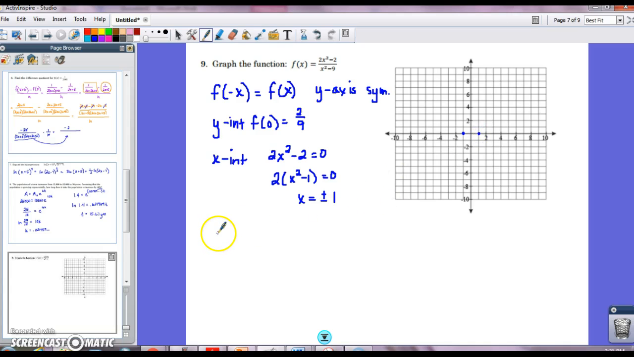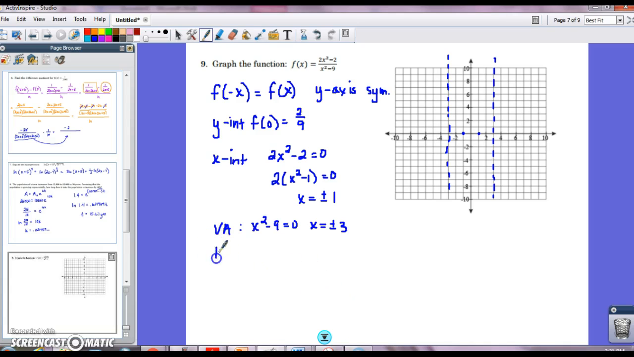Now let's talk about asymptotes. Remember, we have vertical asymptotes wherever the denominator is 0. So x squared minus 9 is 0. That means that x is equal to plus or minus 3. Is where we will have our vertical asymptotes. And here we'll have those as well.